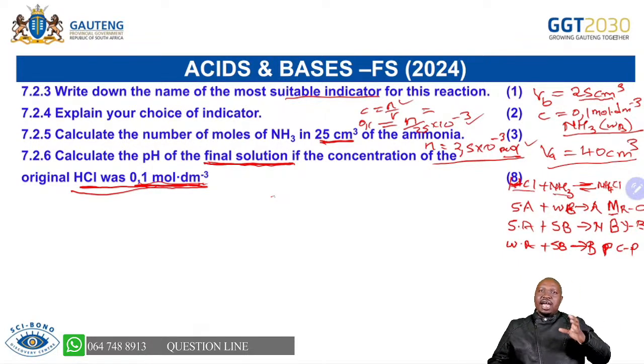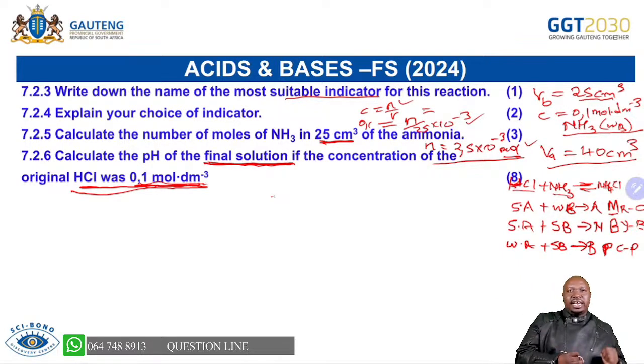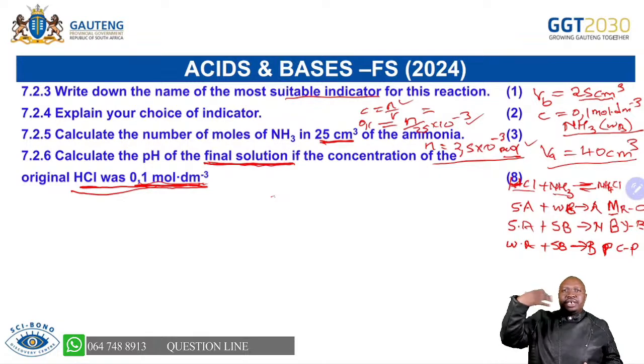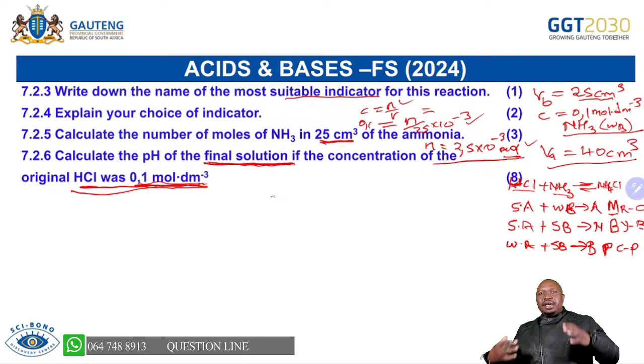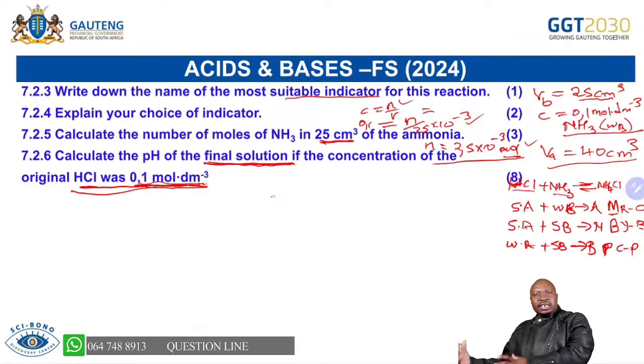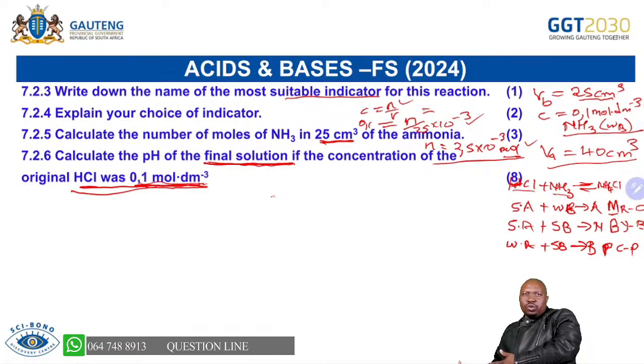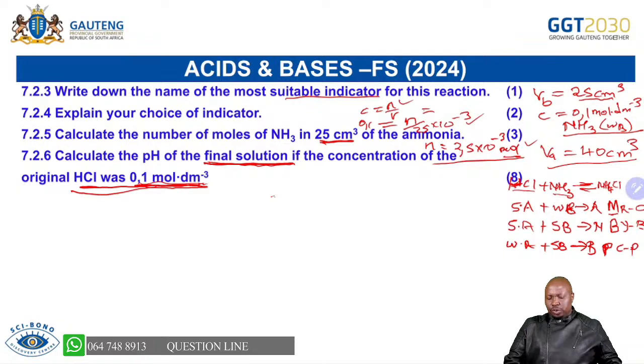You must first check how much HCl reacted. How much did we have initially? Then you subtract the reacted amount from the original. You are left with the excess. Then you use the excess to calculate your pH, which is what we did here.